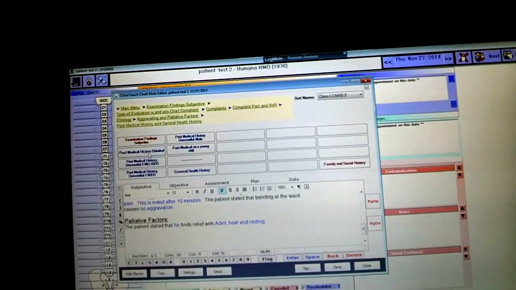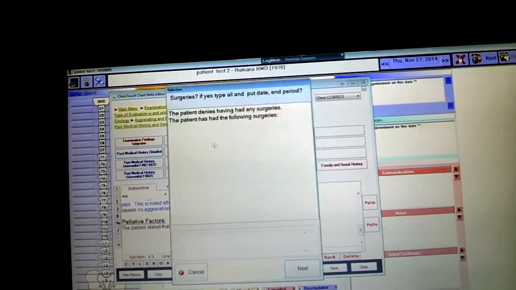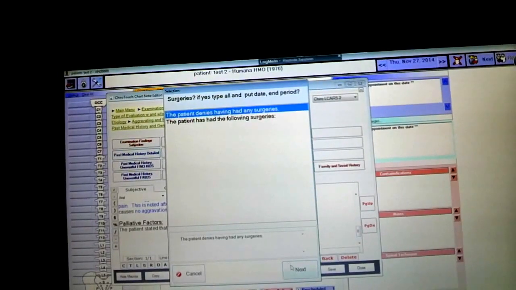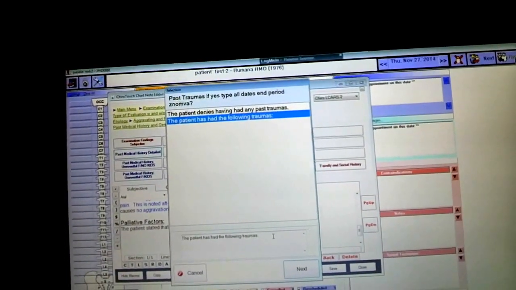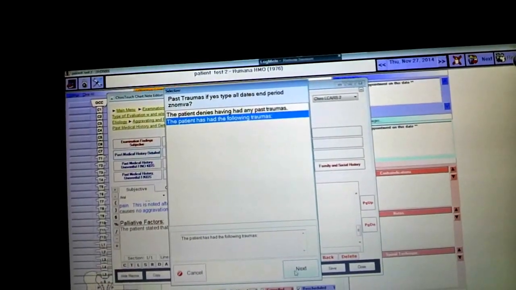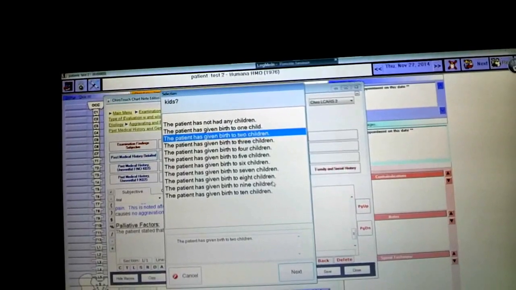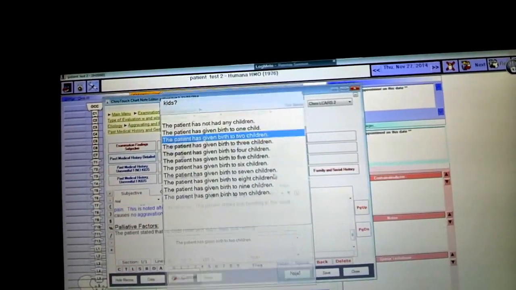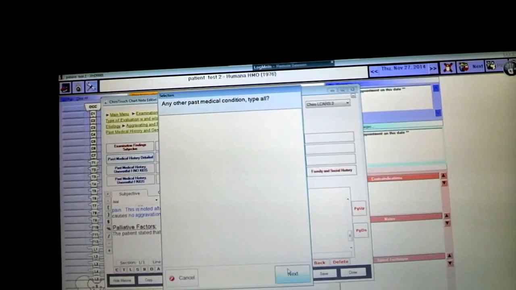We're going to ask the individual if they've had any broken bones. We're going to say no for this. We're going to see if they've had any surgeries. We're going to say no. And then if we're asked if they had any traumas, if yes, we would just click yes and then type what traumas they had there. And then again, if it's a female, we can go over whether they've had any children, and then again, any other information we want to add, we can add there.